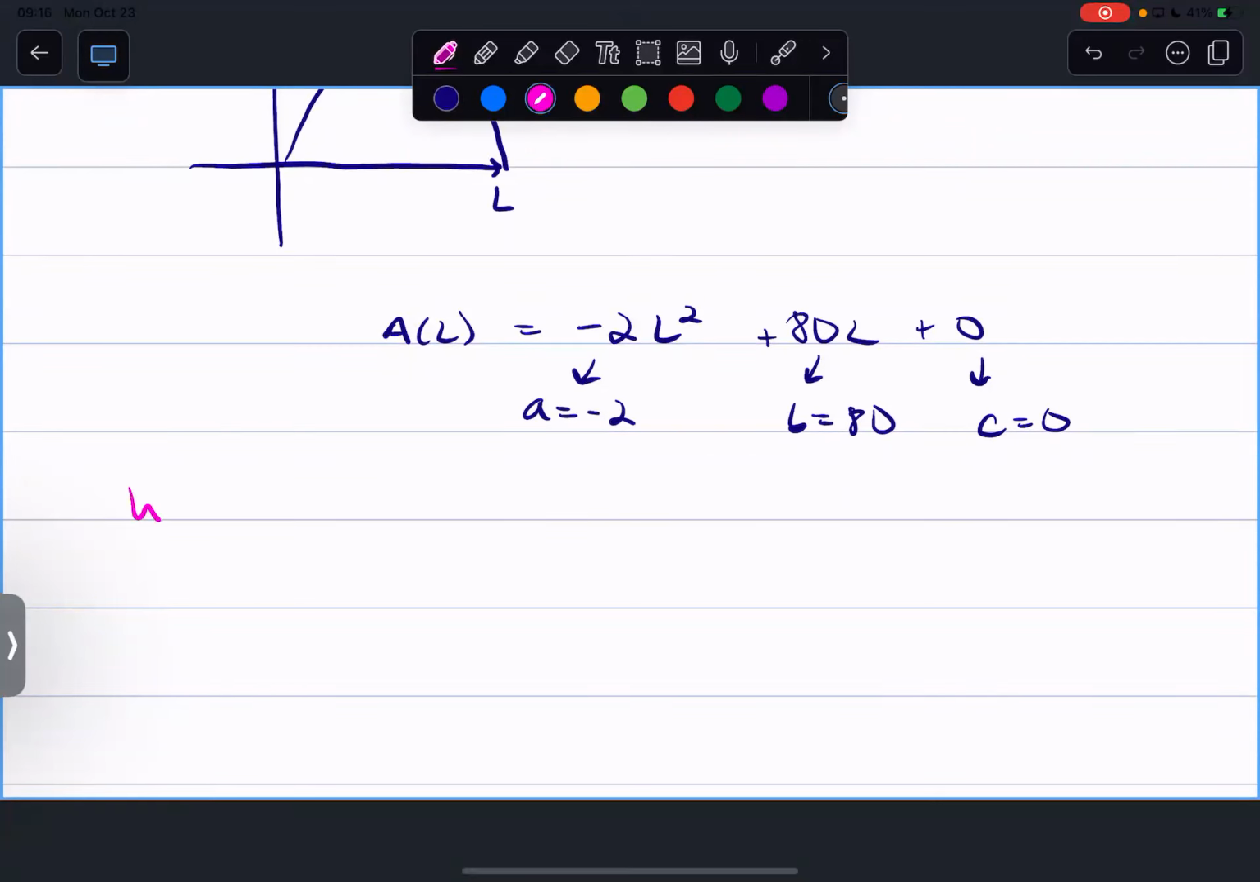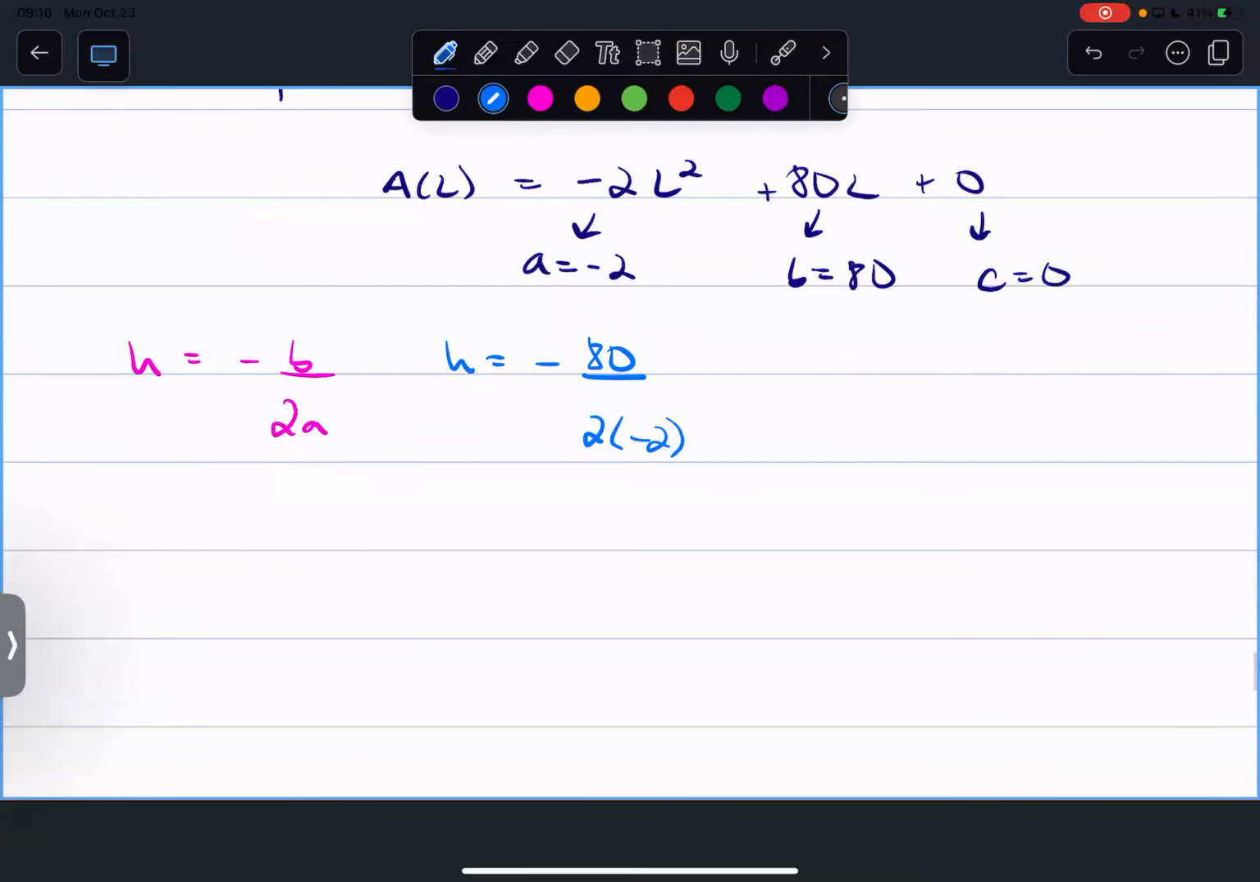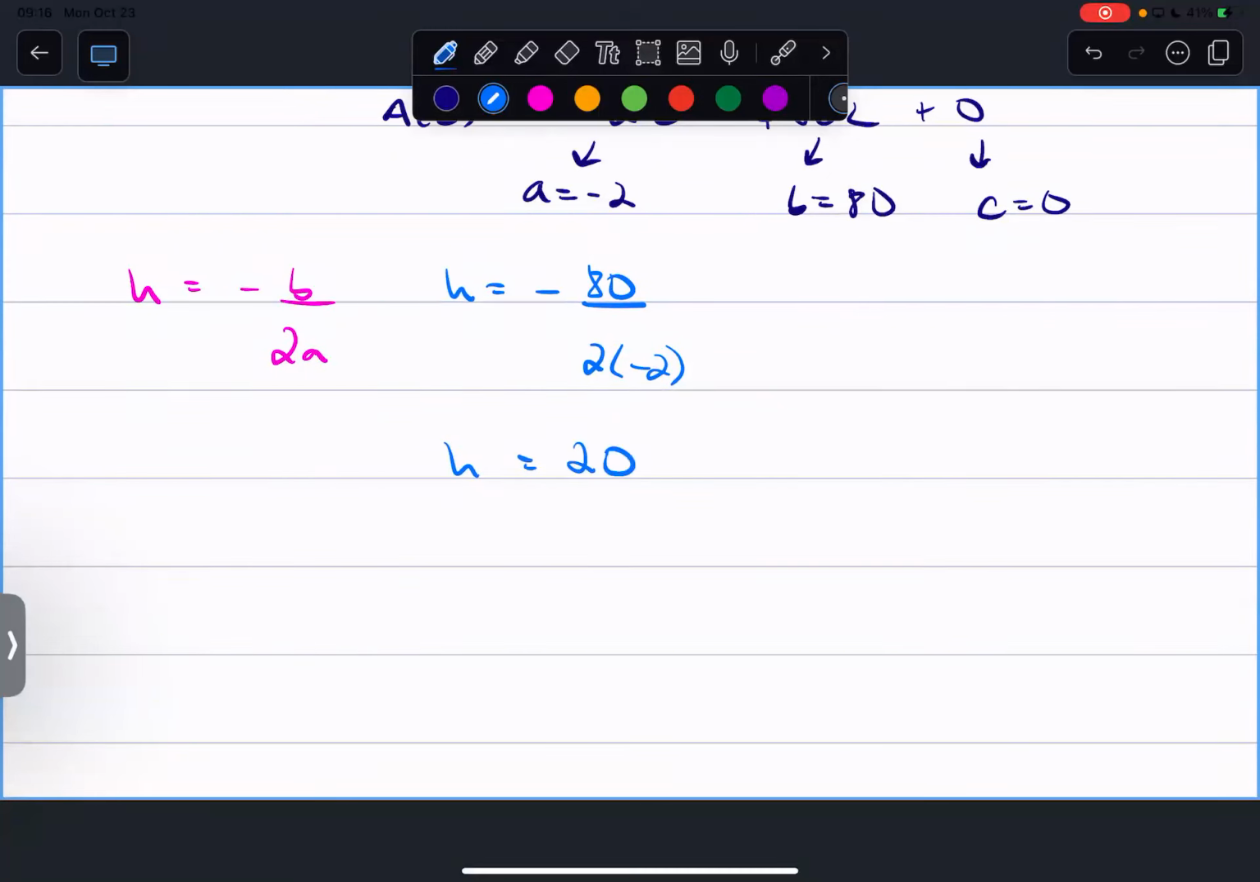So then here, H is negative B over 2A, which in this case, H is negative 80 divided by 2 times negative 2. Now, those negatives are going to cancel, which is nice. I always need my calculator, but I shouldn't have needed it there. 20.